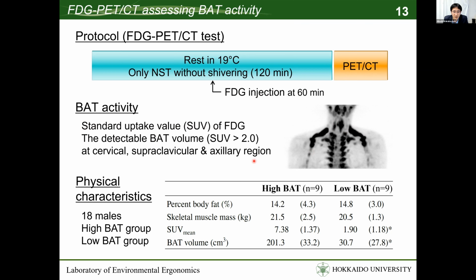And based on this analysis, we separated the participants into high BAT group and low BAT group. So these are the physiological characteristics of each group, and they don't show any difference in percent body fat or skeletal muscle mass, but the higher SUV mean and the higher BAT volume in the high BAT group.